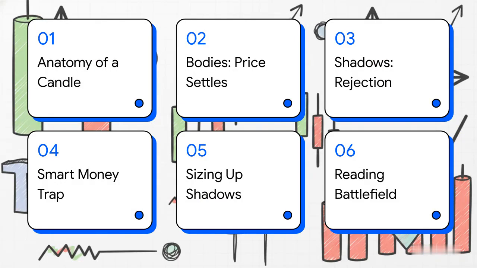Okay, let's dive right into this. Over the next 10 minutes or so, we've got a really clear 6-part roadmap to decode these footprints. We'll start with the anatomy of a candlestick, then move to bodies, where price settles, followed by shadows, zones of rejection. After that, things get really interesting with the smart money trap. Then we'll learn sizing up the shadows, and finally, reading the battlefield.